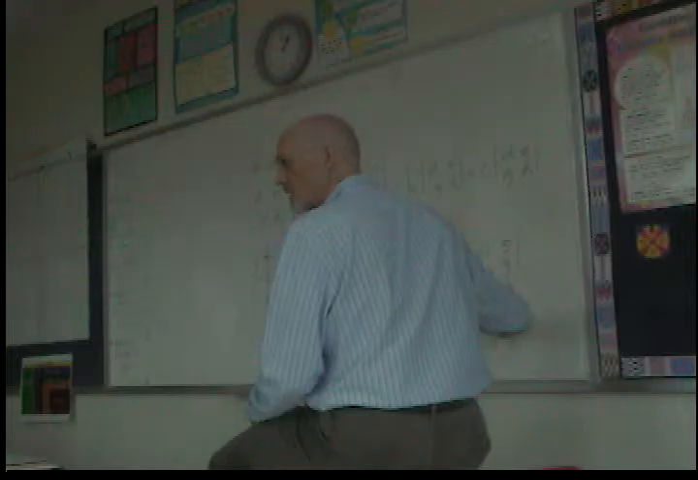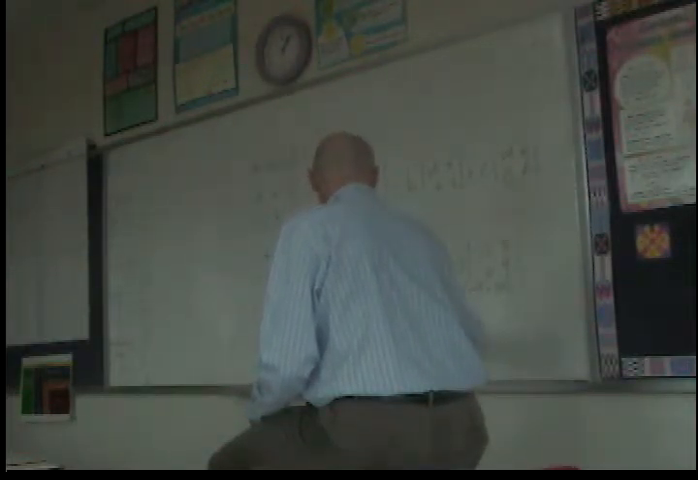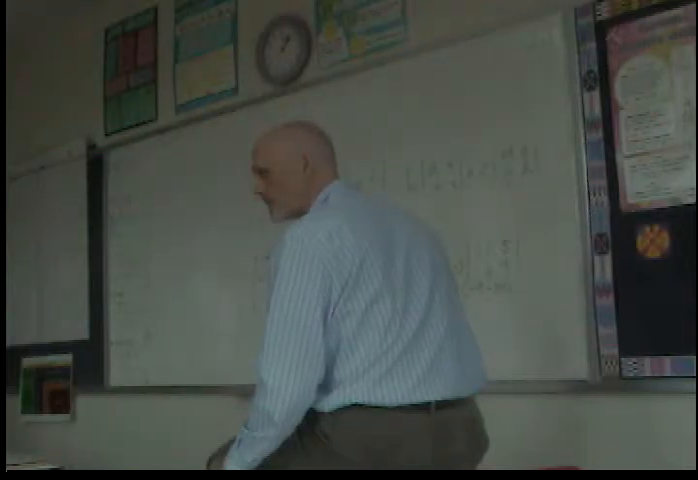What's negative 9 minus 30? Negative 39 times a negative 3. 117. Is it going to be plus or minus? Positive. Plus 117. Okay? Now we do 72 minus 168 plus 117. We come up with what?